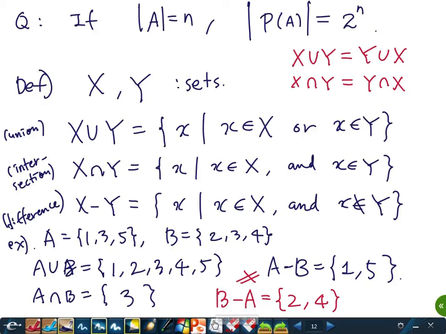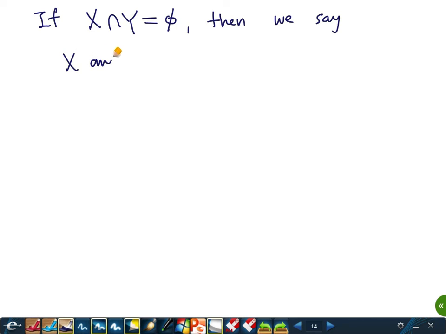Okay. Now we defined intersection. We can talk about disjoint. If X intersect Y equals empty, then we say that X and Y are disjoint. They are disjoint sets. That means they don't have any common elements.